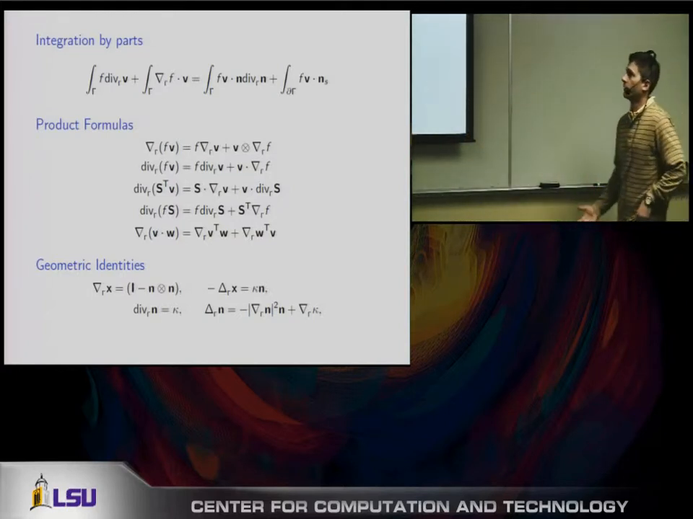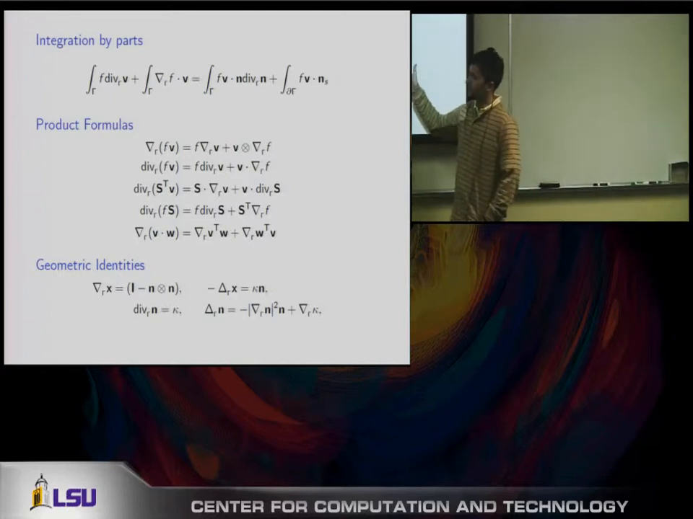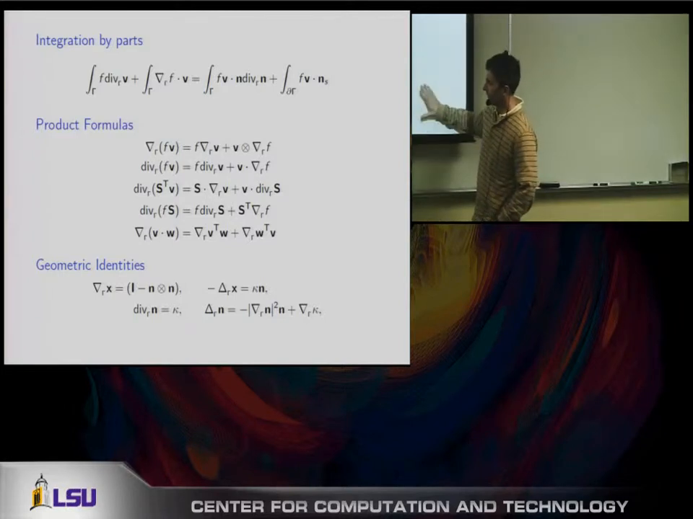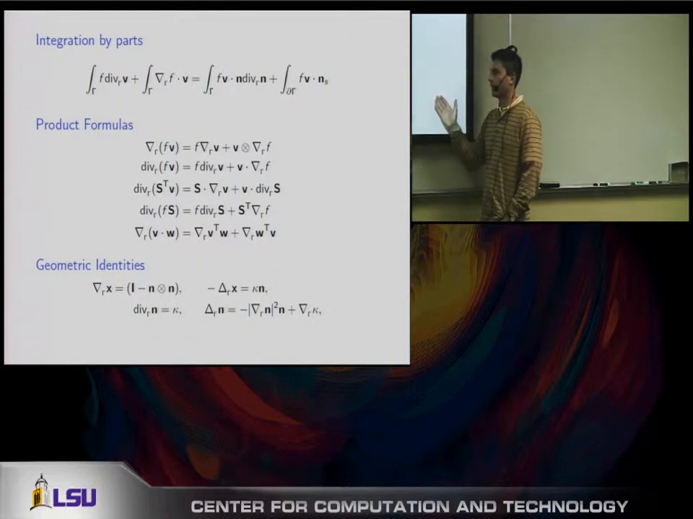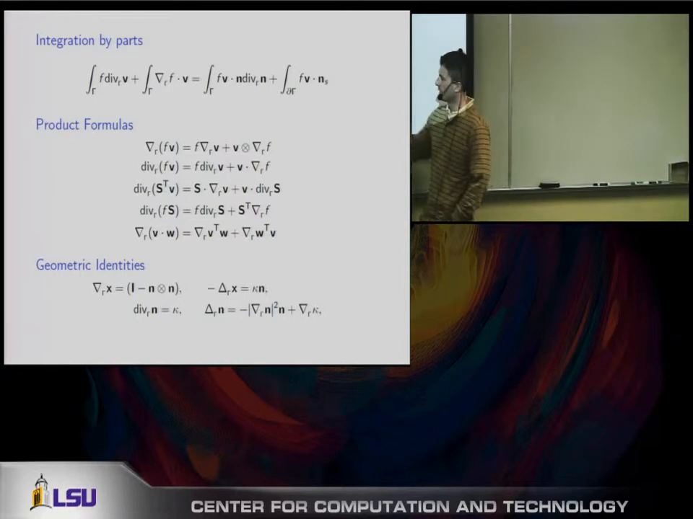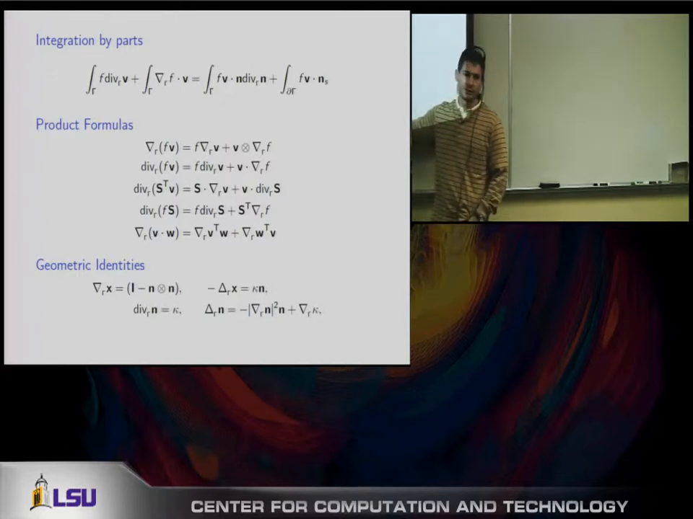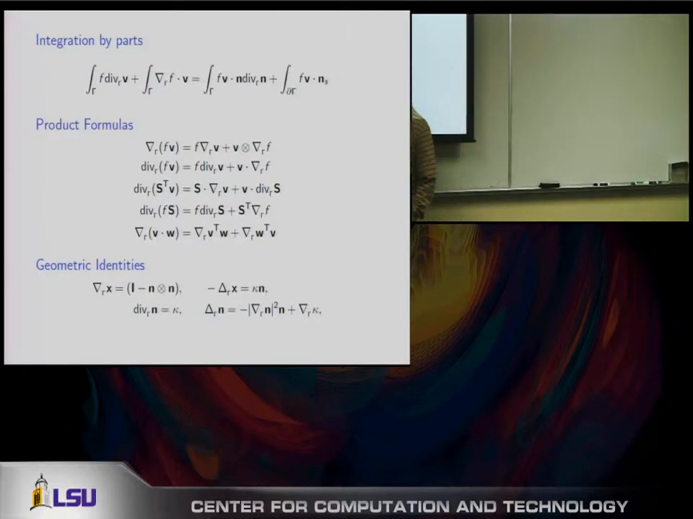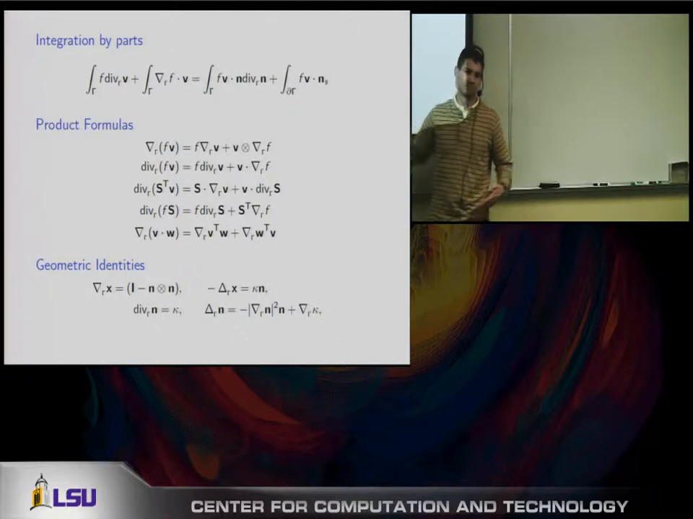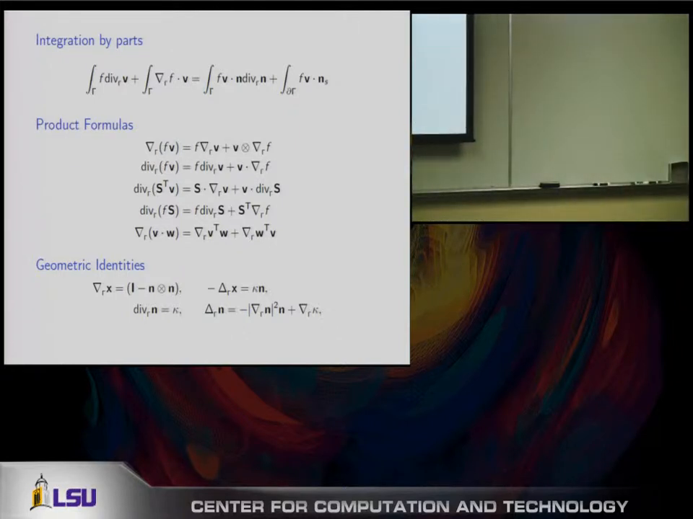And also you get a bunch of product formulas that still look similar to the product formulas that you have in Euclidean space. But the new formulas that you get are geometric identities that, if you read this on the plane, are quite trivial. So for example, one that I want to emphasize in particular is this formula here. It says if you take the surface Laplacian of the identity, you get the curvature times the normal. Or for example here, if you take the divergence of the normal, you get the mean curvature. So these equations in the plane look quite trivial. This is saying the Laplacian of the identity is zero, right? But for surfaces, they become interesting and useful.